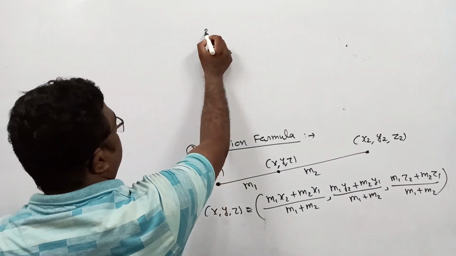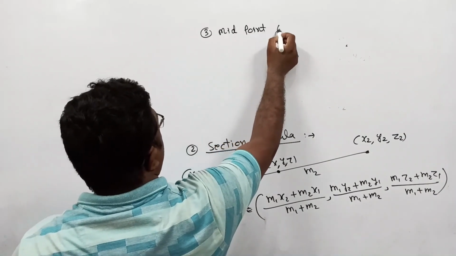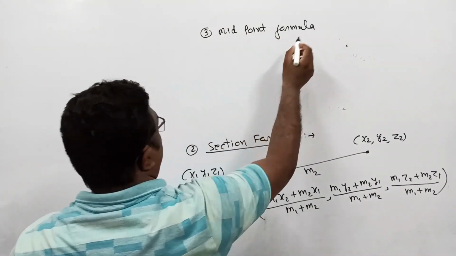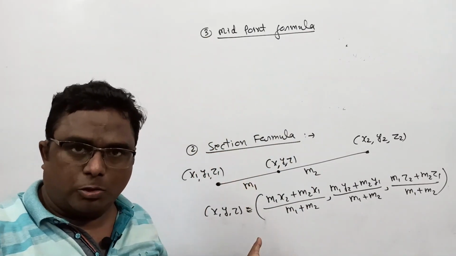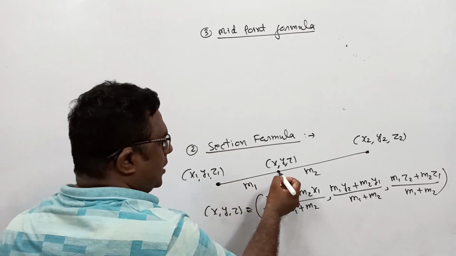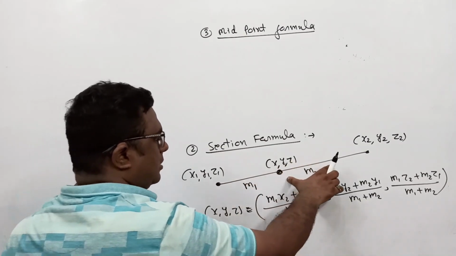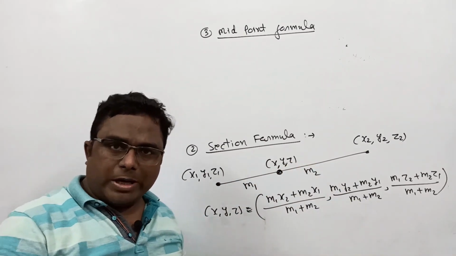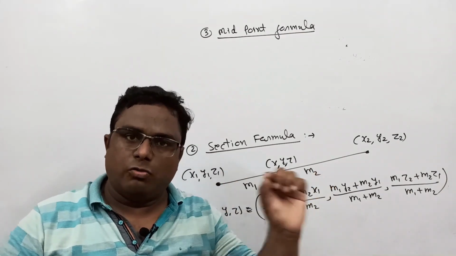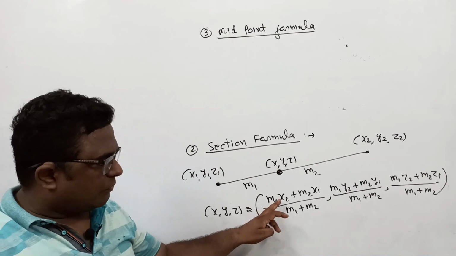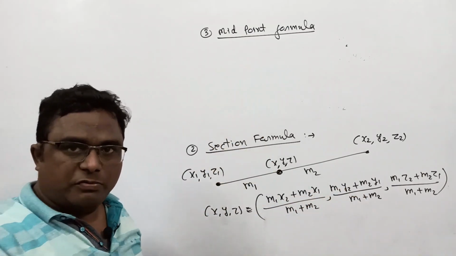Now our next formula is midpoint formula. Actually, midpoint formula is a particular case of section formula only, because if I say that this is midpoint, then in that case the ratio of this part and this part will become equal. Or you can say, if it is midpoint, then the ratio of this part and this part will be 1:1. So if I put the values of m1, m2 here as 1, 1, then I will obtain the midpoint formula.